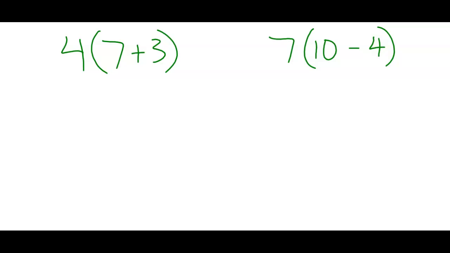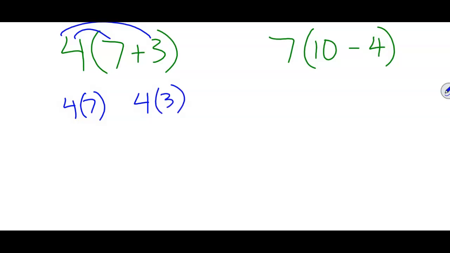4 parentheses 7 plus 3, using the distributive property, meaning we're not going to use the order of operations. What are we going to do? Katie? 4 times 7. Good. 4 times 3. Then what? Good, we need an addition sign, because inside our parentheses we have an addition sign.